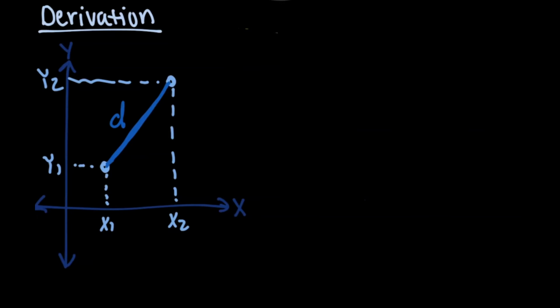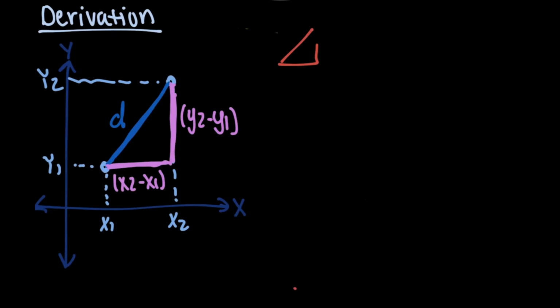Call it d. So if you look at this plot, you can see that, well, actually, we can form a triangle like this. And the distance of the bottom of the triangle would be x2 minus x1, so delta x. And then the distance of the right side of the triangle would be y2 minus y1, so change of y.